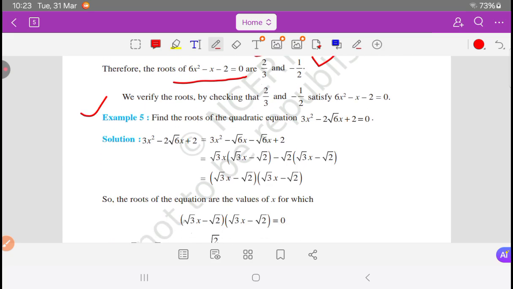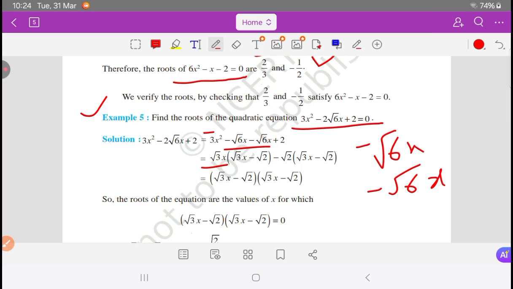Similarly, example 5. Here the given question is 3x square minus 2 root 6 x plus 2. Here the middle term is 2 root 6. So 2 root 6 can be written as minus root 6x minus root 6x, like this. Take out the common root 3x.